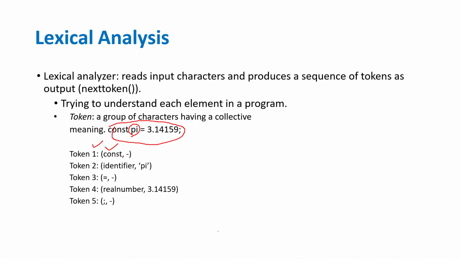Token 1 is a keyword, const. Token 2 is pi, so pi is an identifier, and the token name is identifier. The third one is an operator, the assignment operator, equal. There is no attribute value for the equal symbol. Then number: the token name is real number, and the number we have is 3.14159. The final token is a punctuation symbol, the semicolon.